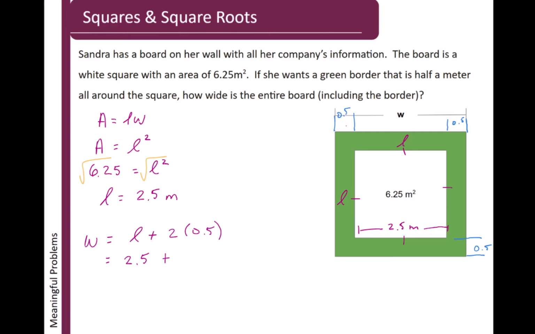So we have the 2.5, and then we're going to multiply this. So half times 2. I can do this actually. That's a 1. And then we add the whole thing up, and we end up with 3.5 meters. So the width or the length, doesn't really matter because it's a square, is 3.5 meters. Good job.